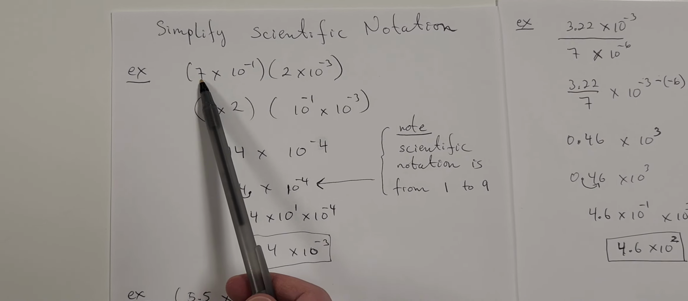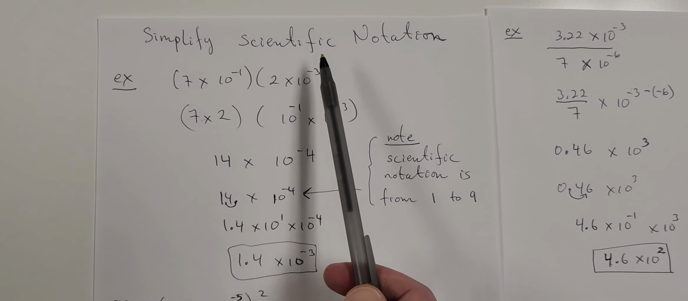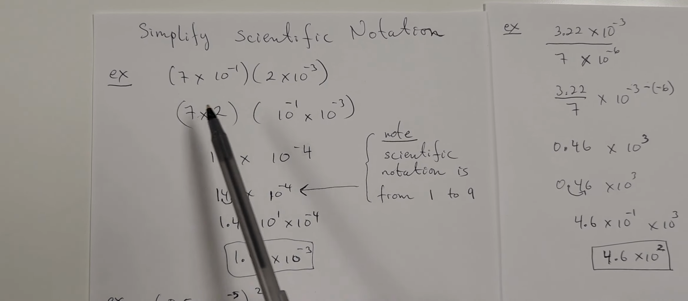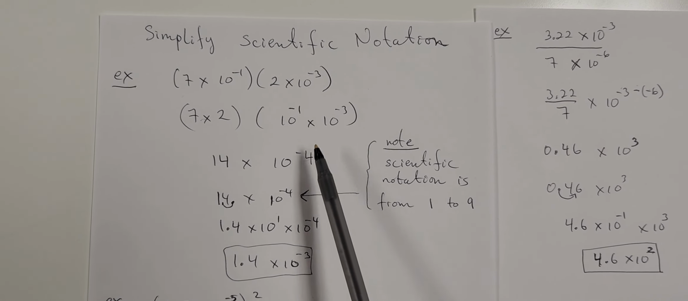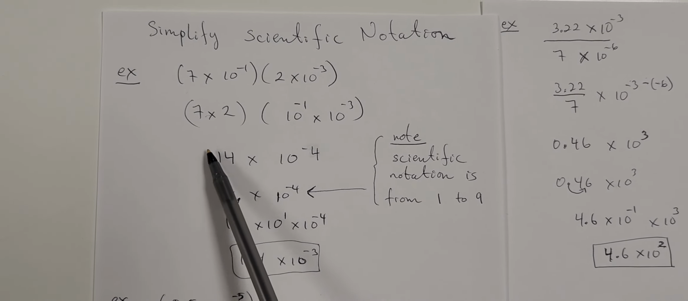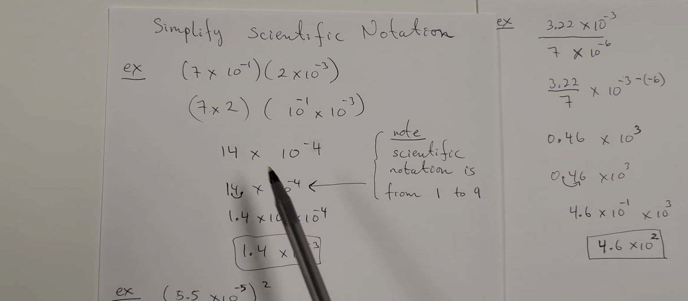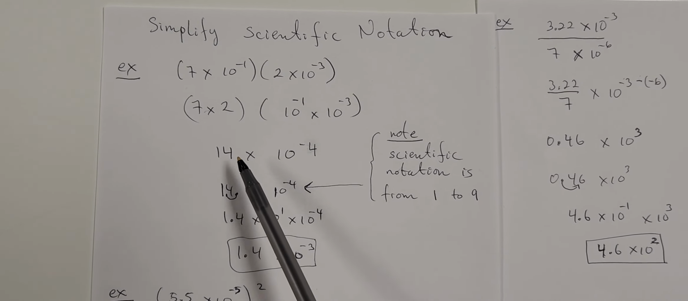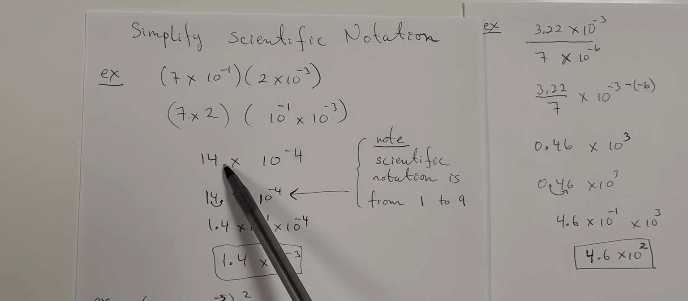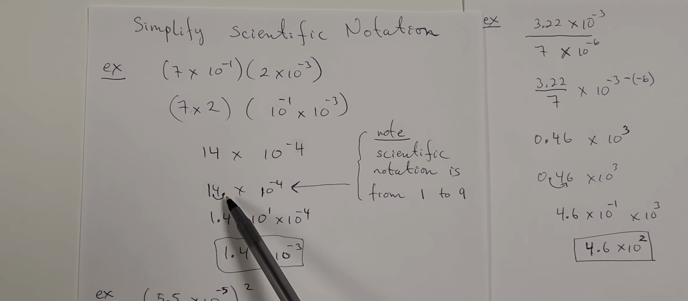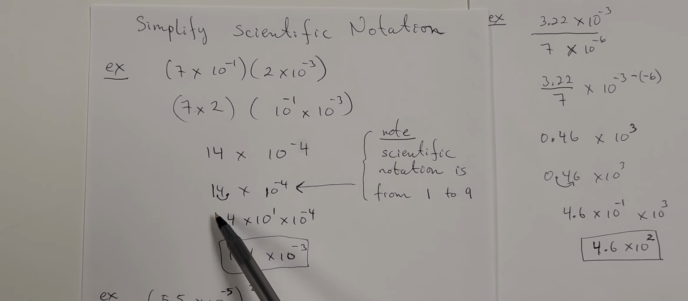Okay, again, 7 times 2 is the first part. This exponent and this exponent go together. 7 times 2 is 14. -1 plus -3 gives me -4. Now we need to change this 14 into between 1 and 9 because 14 is bigger than 9. So we move the decimal. However, since there is no decimal, we start from the back. Like what I have here, start from the back because there is no decimal. So move 1 over, becomes 1.4.